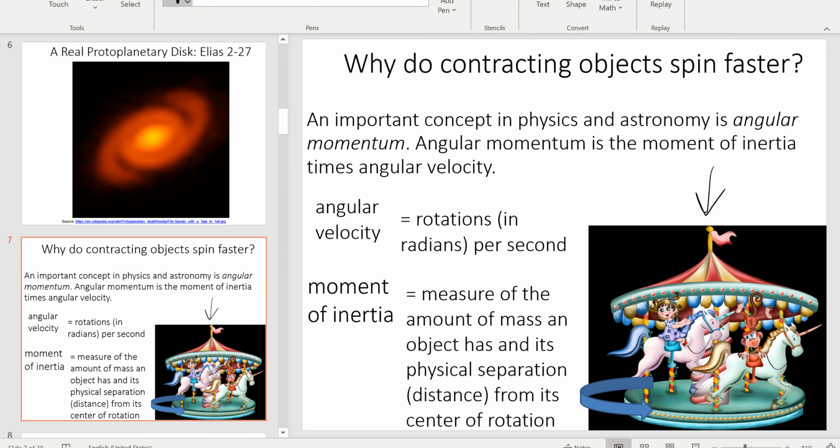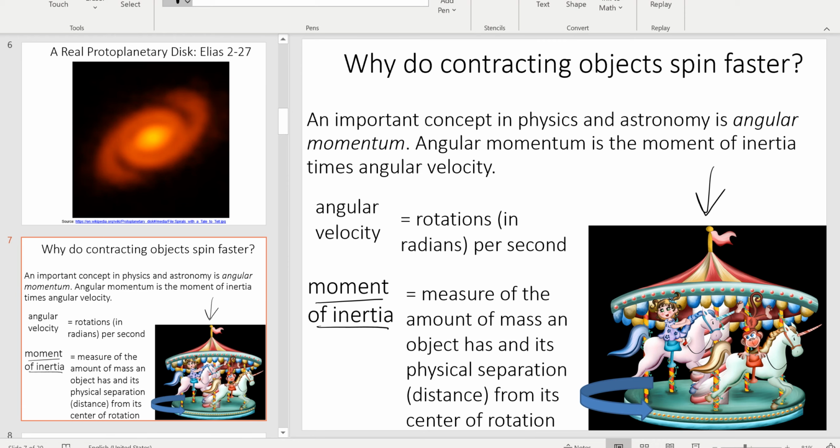Let's talk about where angular momentum comes from. How come the merry-go-round has a larger angular momentum than the little top on the table? The reason is that the merry-go-round has a larger moment of inertia. Let's talk about that first.